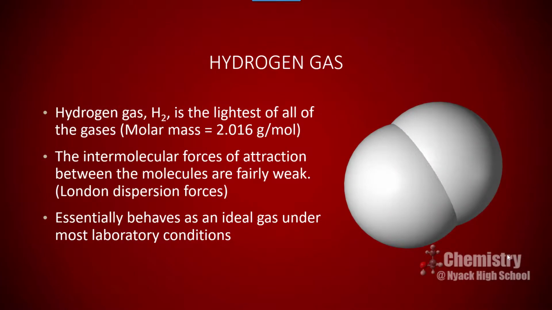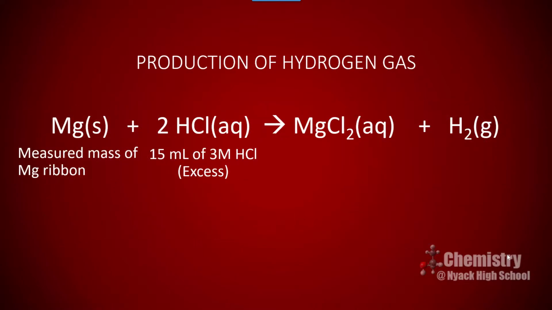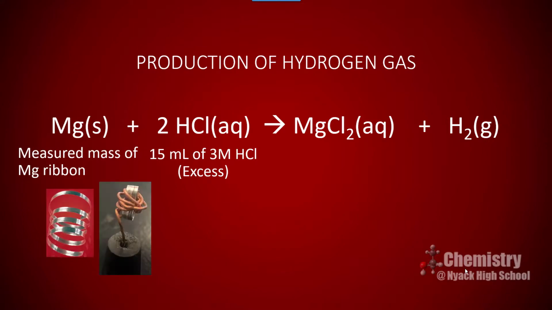Hydrogen gas is the lightest of all the gases. The intermolecular forces of attraction between the molecules are fairly weak. And so, because of this, essentially, hydrogen gas behaves as an ideal gas under most laboratory conditions. We'll generate hydrogen gas through a reaction between magnesium and hydrochloric acid.